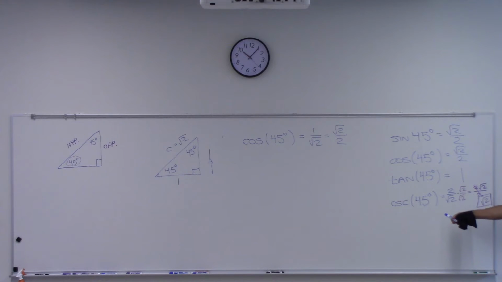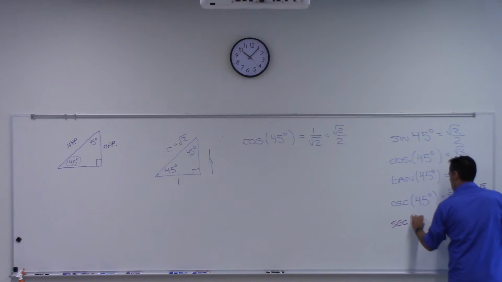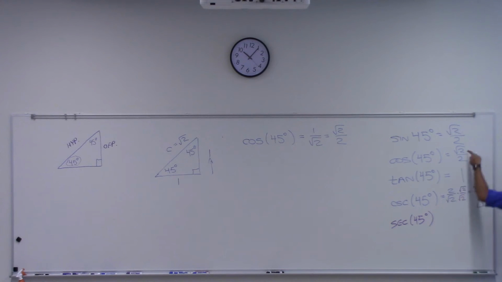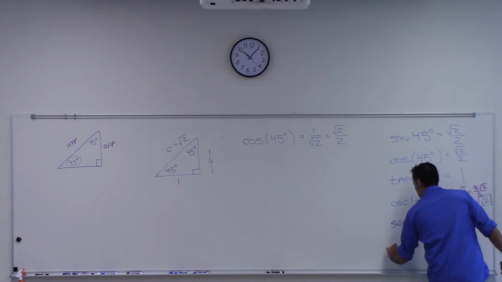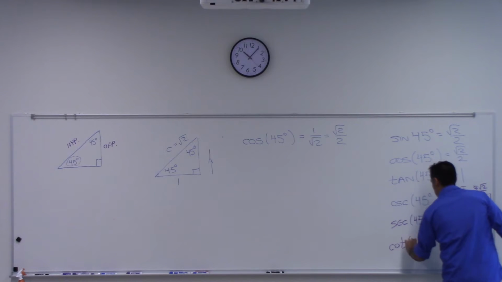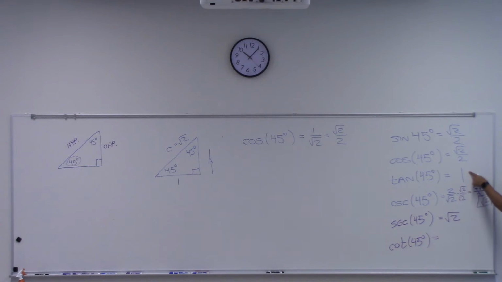What would secant of 45 degrees be then? Same thing. Secant of 45 degrees, for the same exact reason, it's this one flipped, and then rationalize, you get root 2. And then finally, what's our last trig function for 45 degrees? Yes, cotangent though, right? Cotangent of 45 is the reciprocal of this, and the reciprocal of 1 is 1. There it is.